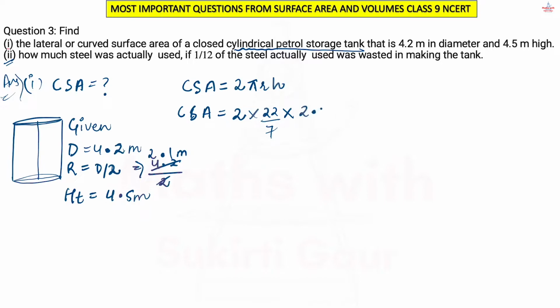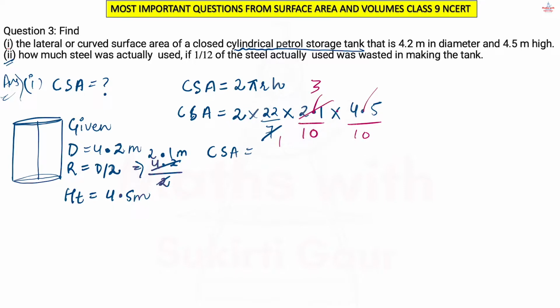Put here 2.1. And height is what? 4.5. We have just put the values. CSA is equal to 22 upon 7, how many times? This will be 0.3. Or you can also do one thing. I can make this easy for you, for those who find problems while cancelling out when there is a decimal number. We can just remove this decimal and put 10. Now remove it here also, put 10, right? So 7 times 1 and 7 times 3. Now it's easy for you to calculate.